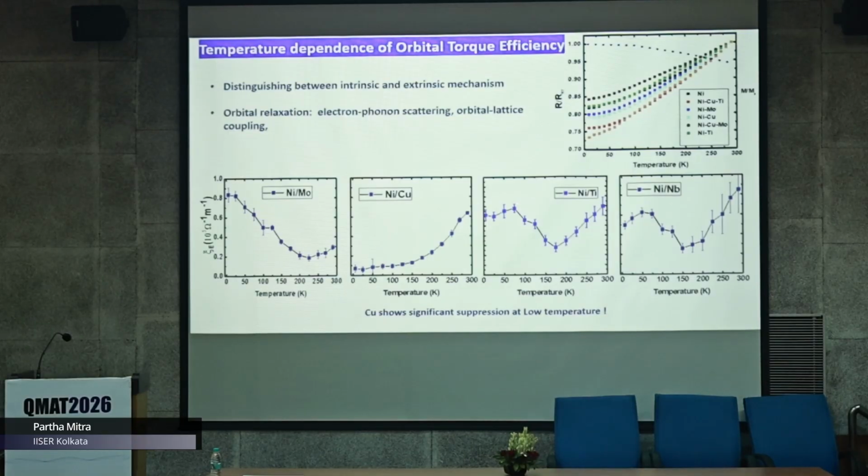But now let us look at the variation. Nickel, molybdenum, copper, titanium and niobium. All of them have one same trend, that up to around 200 Kelvin, there is a tendency to decrease. But copper is very distinct from all of them. It actually comes down very close to 0 continuously. Whereas molybdenum, after 200 Kelvin, tends to increase. And then you have intermediate behavior in titanium and niobium.